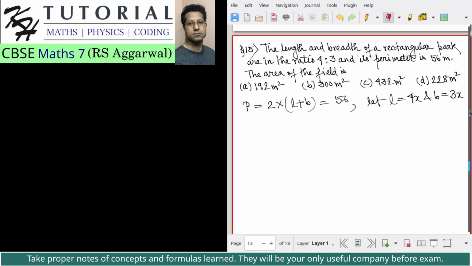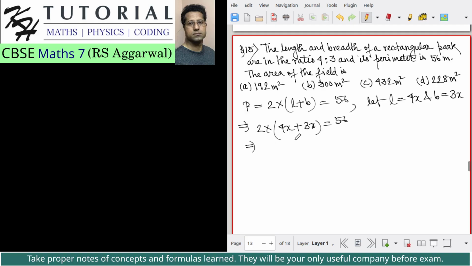Since the ratio of length and breadth is given to be 4:3, let's assume the length to be 4x and the breadth to be 3x. Now remember, this will be 4x centimeter and 3x centimeter. So what will be the perimeter of the rectangular park? It will be 2 into (4x plus 3x), which should be equal to 56.